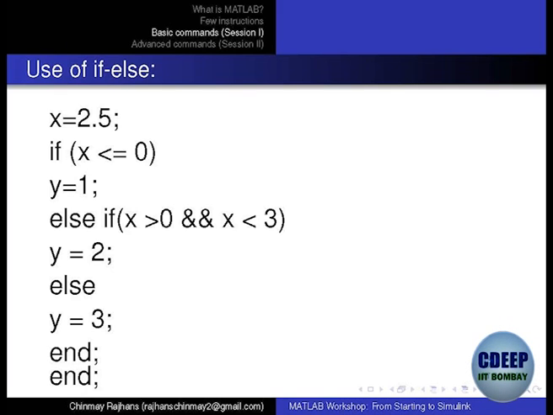Then I am writing end, and the number of ends that I write should be exactly equal to the number of separate ifs that I have. Here I have one if outside. Here I give else space if, so that is a separate if by itself. So I need to give one more end.